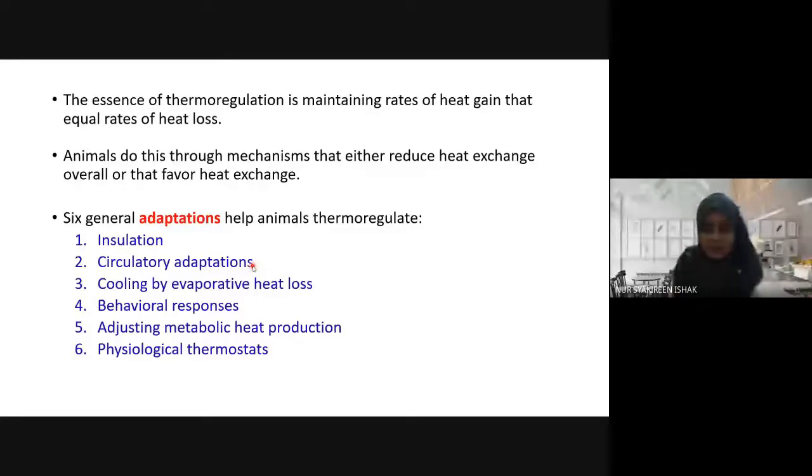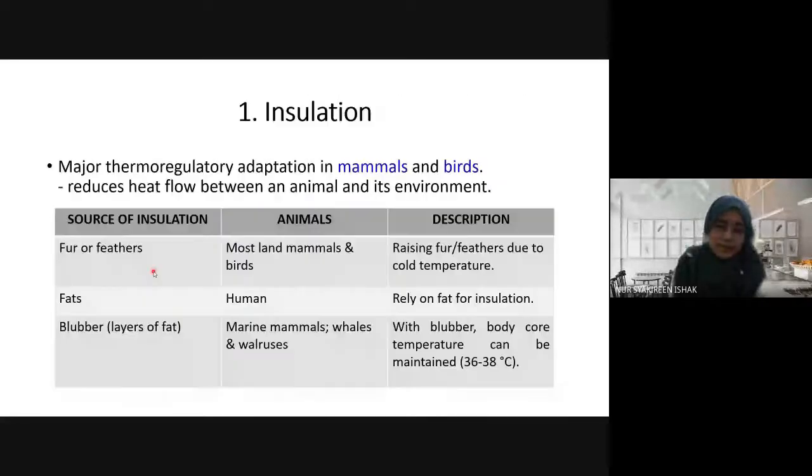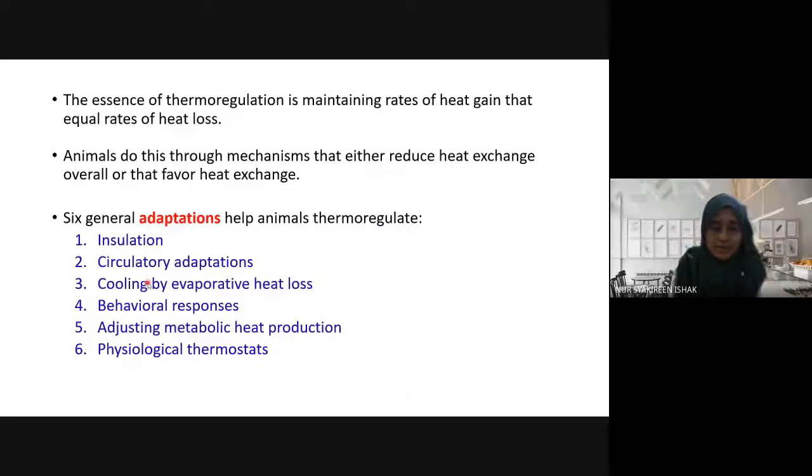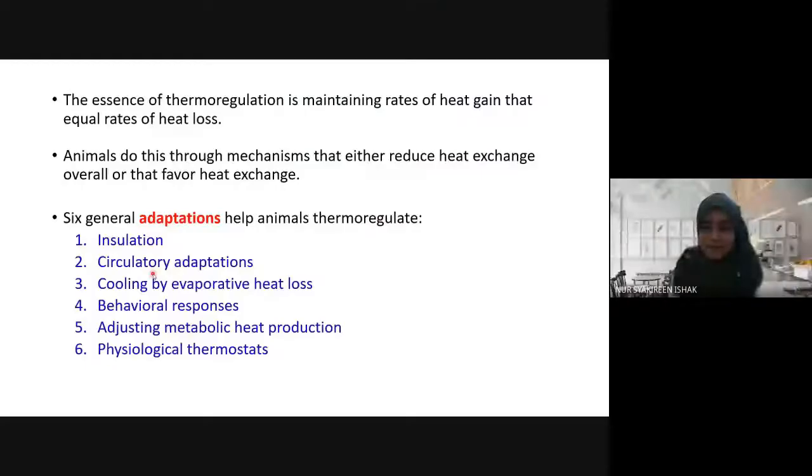Okay, so another one for circulatory adaptation was, what was the other one? Vasodilation and vasoconstriction. So basically, your superficial blood vessels, which are blood vessels that are near the skin, will vasodilate. Vasodilate is so that more blood will be carried near the surface of the skin, and the body heat will be released. Okay, through the vasodilation of the blood vessels. That is to release body heat.